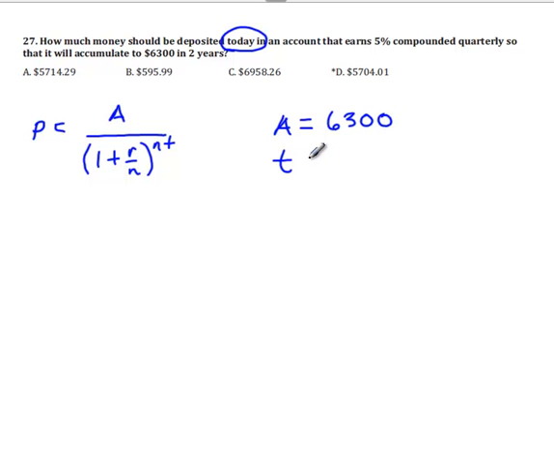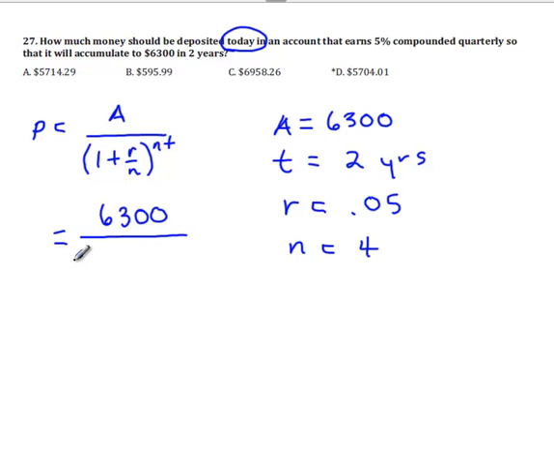We know that our time is 2 years. We've got an annual interest rate of 5%, and we know that it's compounded quarterly, which is 4 times per year. To find the amount that we need to deposit today, we take our $6,300, that's our future value. We divide that by 1 plus 0.05 is our rate, 4 times per year.